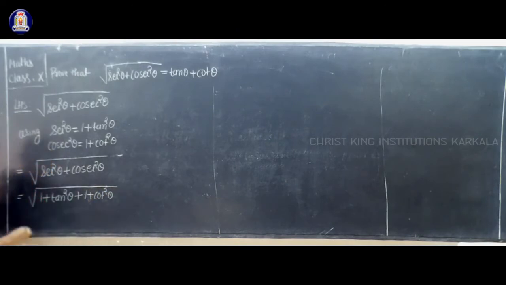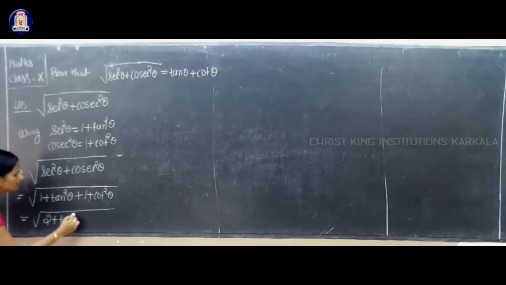Now try to combine the like terms. 1 plus tan square theta plus 1 plus cot square theta. 1 plus 1 is how much here? Plus 2. So 2 plus tan square theta plus cot square theta. We simplified a similar type of question in your previous class. So now how to simplify this? I need tan theta plus cot theta.